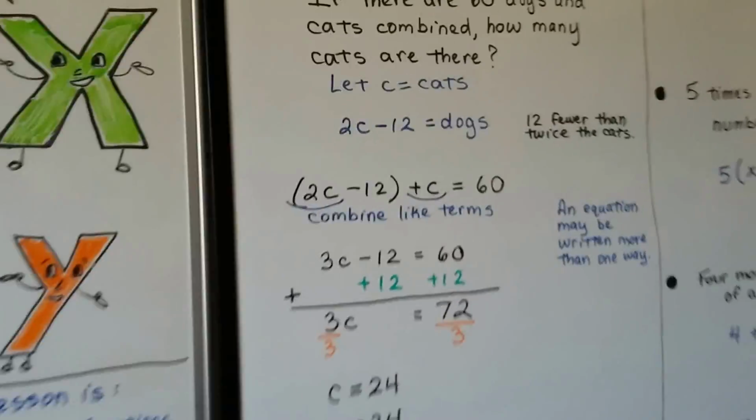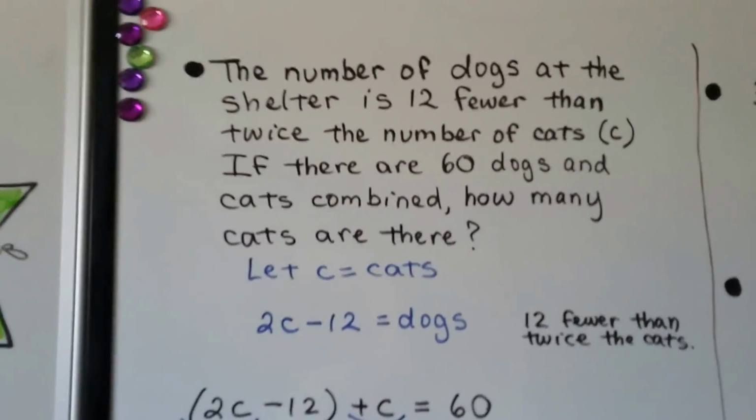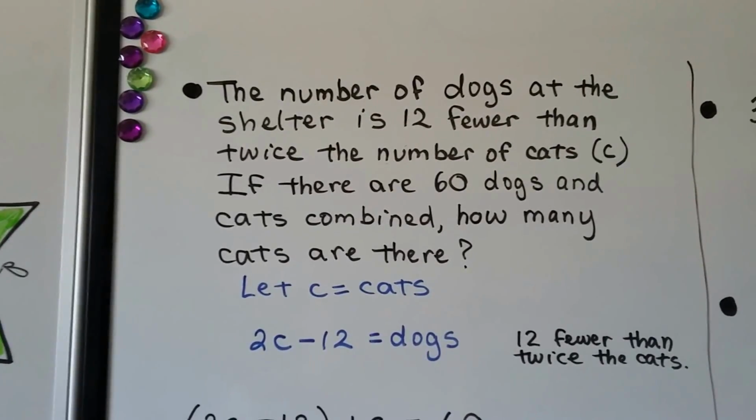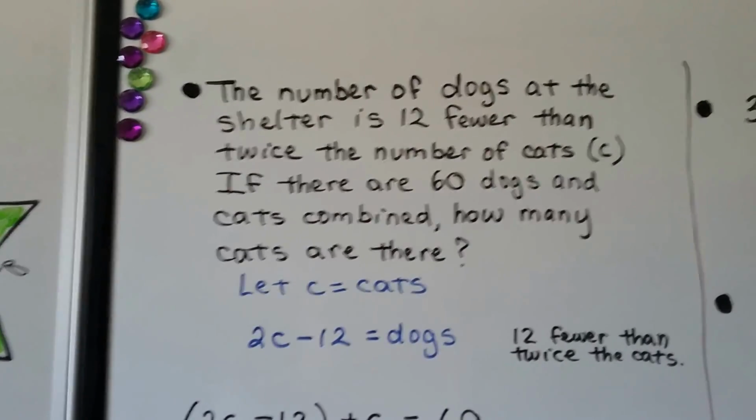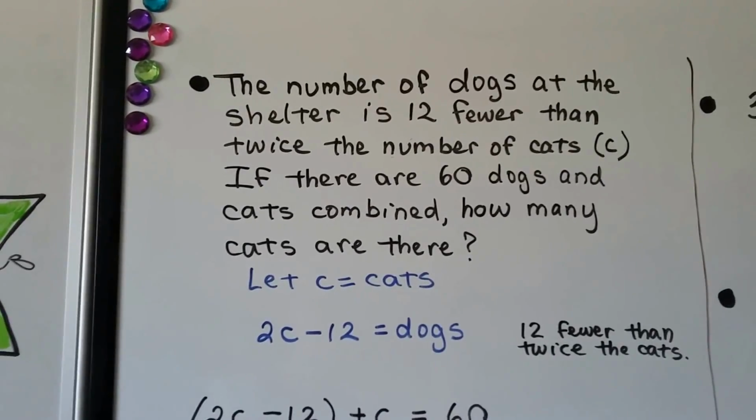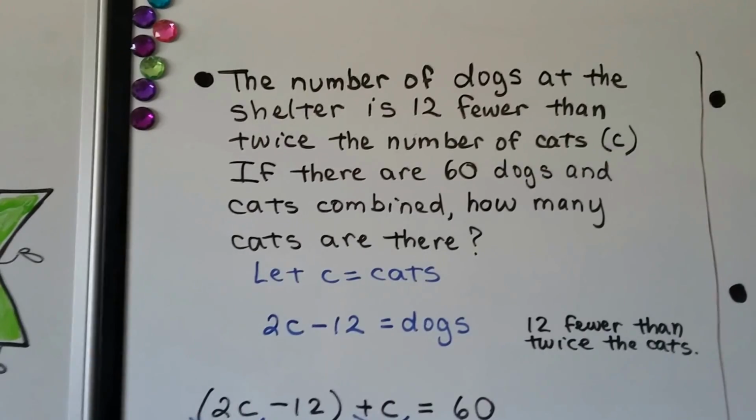Here's another one. The number of dogs at the shelter is 12 fewer than twice the number of cats. So we're going to use C for cats. If there's 60 dogs and cats combined, how many cats are there? So we're going to solve for C. We're going to solve for cats.